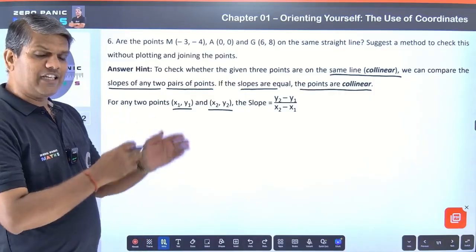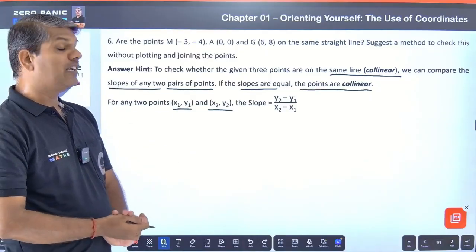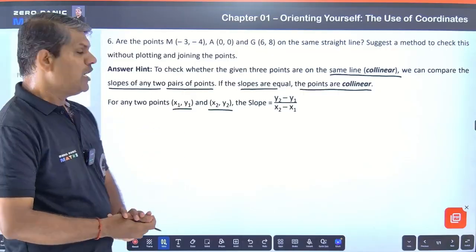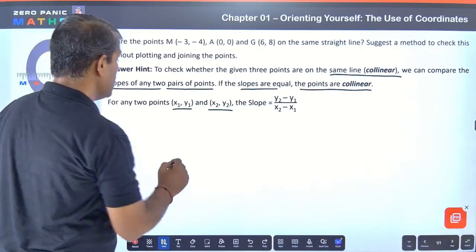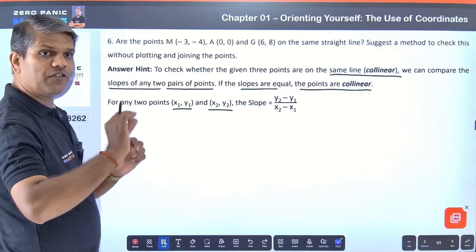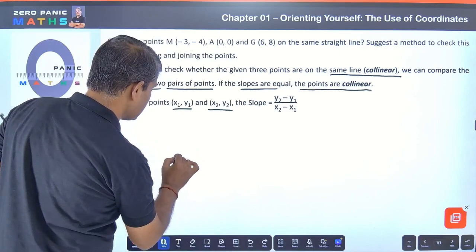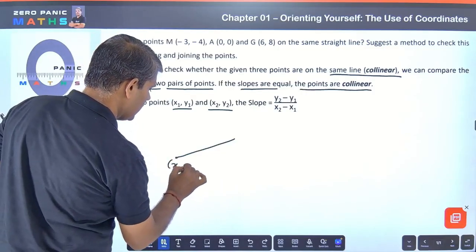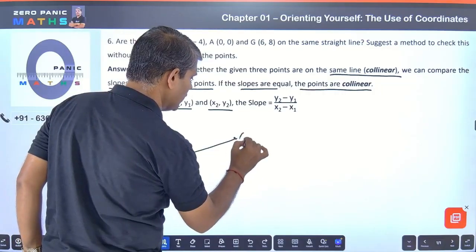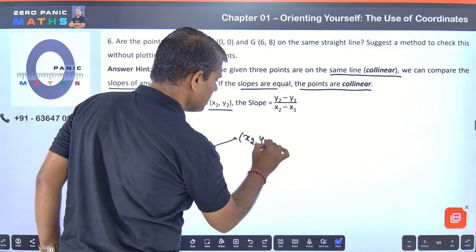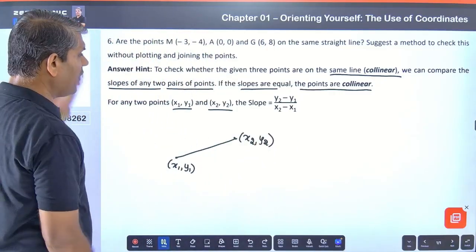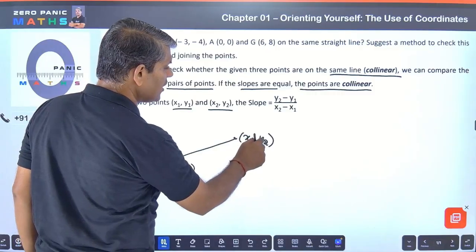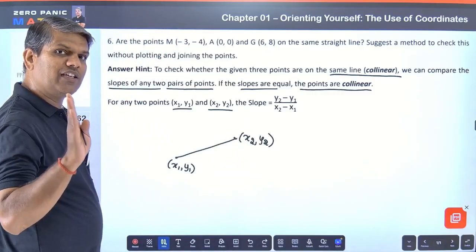You should know what slope is. The details on slope you will get in the next chapter, but here I will simply explain what slope is. Listen carefully: slope actually defines the steepness of the line. Now suppose there is a line like this, with points (x1, y1) and (x2, y2). It's a simple explanation of the slope. It defines the steepness. Steepness means, with the change in the x coordinate value, what is the change in the y coordinate value? Identifying that is called the slope.